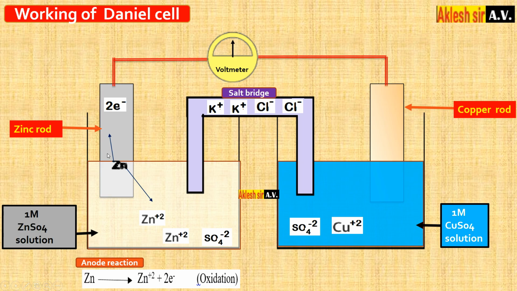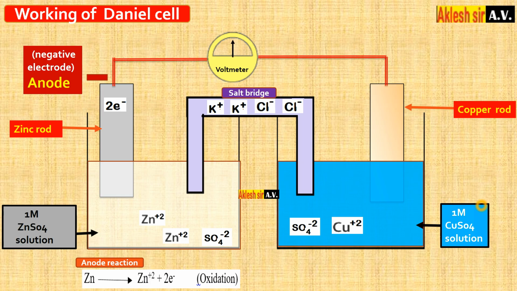Since the electron is donated here, which reaction takes place at this rod? The oxidation reaction has taken place here, and since the electrons are deposited here, this creates a negative charge at the rod, and this rod is known as the anode or negative electrode. Why is it known as the anode? Because here the oxidation reaction has taken place, that is, zinc has donated the 2 electrons, and you know that the anode is the place where the oxidation reaction takes place.